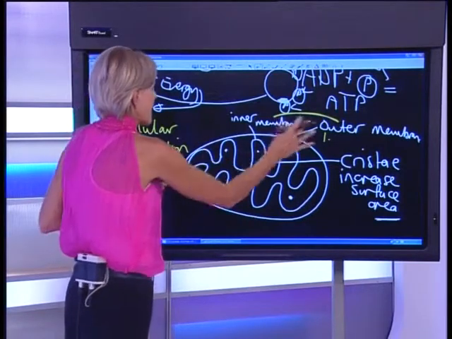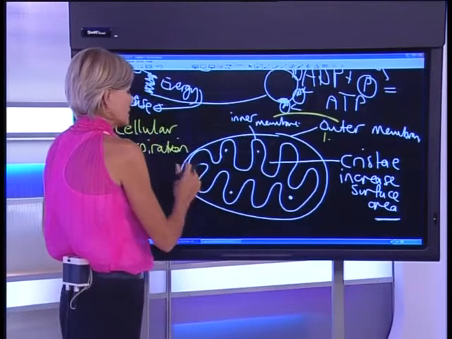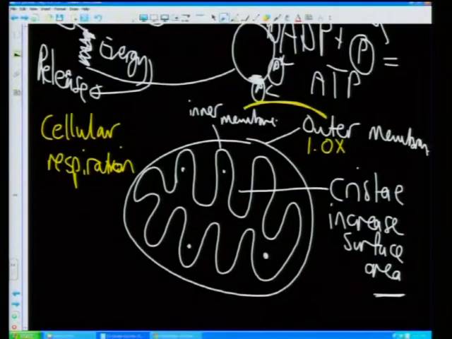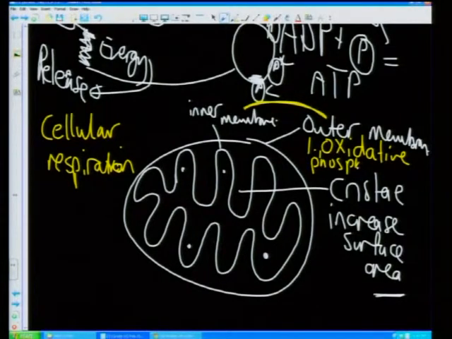So between the outer and the inner membrane for cellular respiration, we have our first phase, and that is called oxidative phosphorylation. It's actually phase 3, but it happens on the outside between those two membranes.